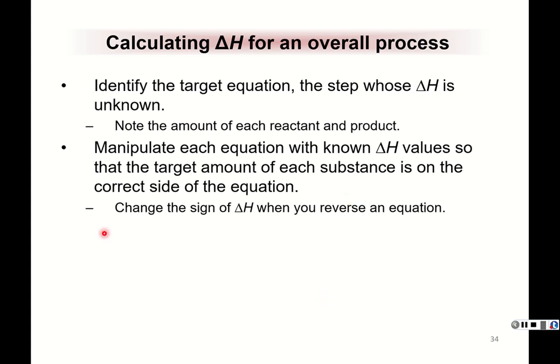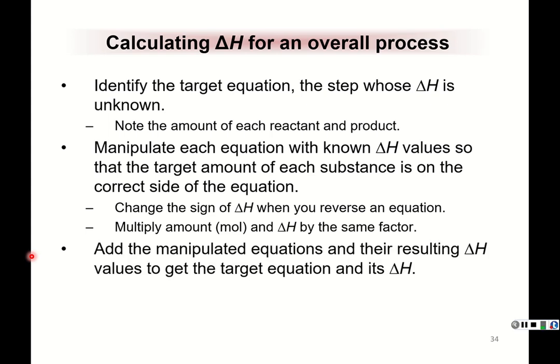Okay. And to do that, when you have to flip a chemical equation, you change the sign of delta H. And if you have to multiply by a certain amount, let's say you have an equation where there's 1 H2O in it, but you need it to have 2 H2Os to cancel out with the 2 H2Os on the other side of an arrow in another equation, you multiply through by that amount. You'd have to multiply the delta H as well by that same amount.